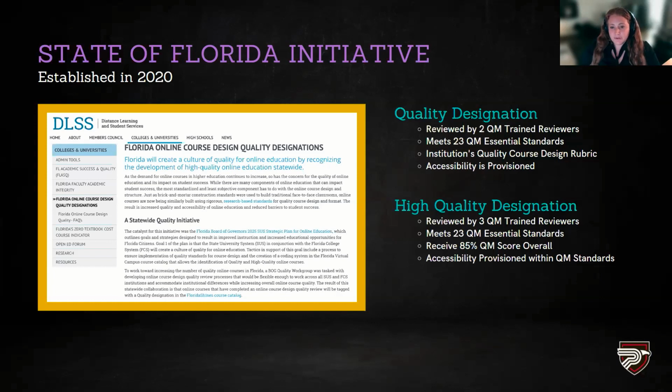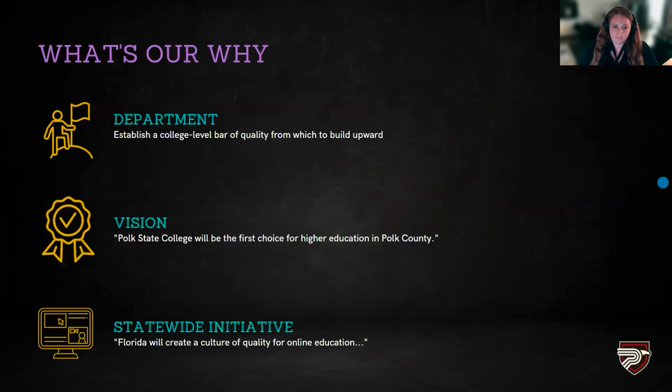The parameters set forth for a quality designation by the state was that you had to have 2 QM trained reviewers to review the courses. You had to meet those 23 QM essential standards. But other than that, it was up to the institution how they were going to designate those courses. So we, at our institution, came up with the idea of a rubric. So we're kind of following QM. And we also wanted to look at that accessibility piece as well, because that's very important.